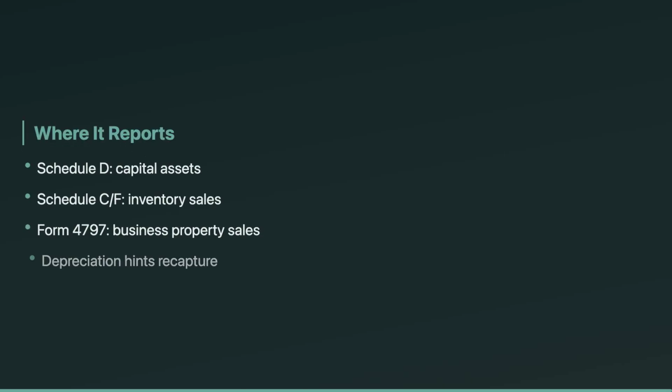Finally, match the asset to the form. Capital assets generally land on Schedule D. Inventory sales go on the business schedule, Schedule C or F, with cost of goods sold. Section 1231 sales are reported on Form 4797 and then may flow into other places depending on the result. Exam tip: if you see depreciation, think Form 4797 and possible recapture.